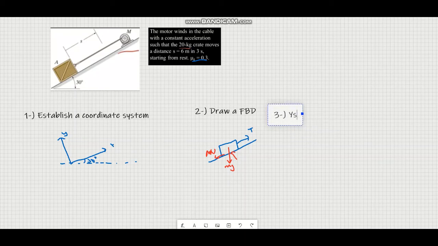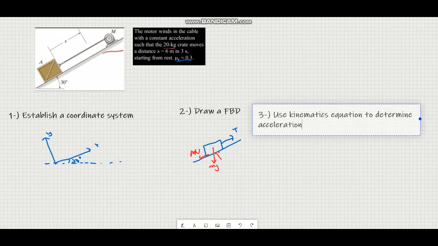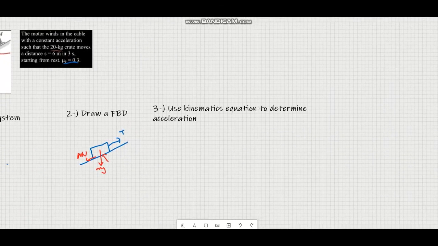step: use kinematics. Kinematics, not kinetics right now. We are going to use the kinematics equation to determine acceleration. So we need to define our geometric terms, right?